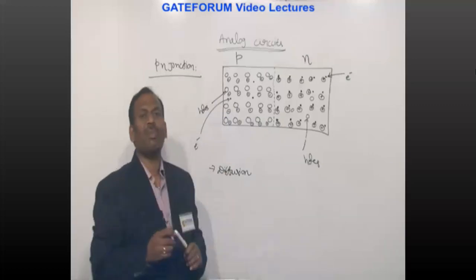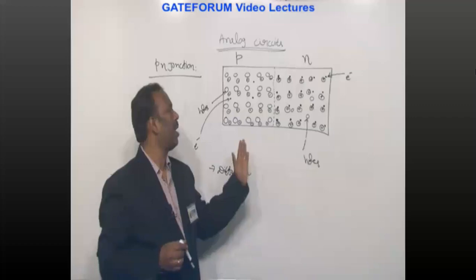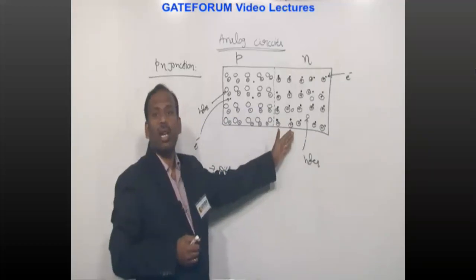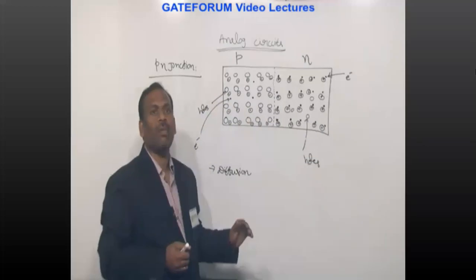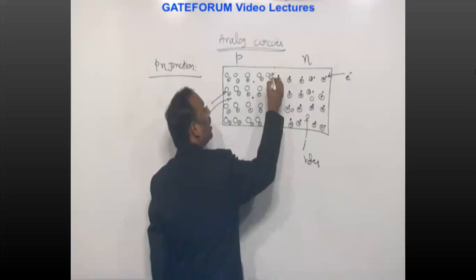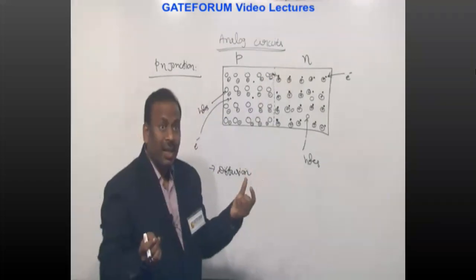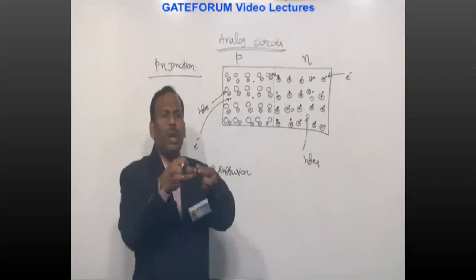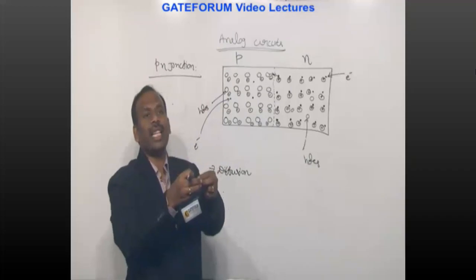For diffusion to exist, one side requires more concentration and the other side less concentration. Here there is more concentration of holes, here less; here more concentration of electrons, here less. Therefore there is a movement of charge carriers. This hole will move in this direction, this electron will move in this direction. Electron has negative charge, hole has positive charge, and they are coming here. What is going to happen? They will attract each other and recombination takes place.